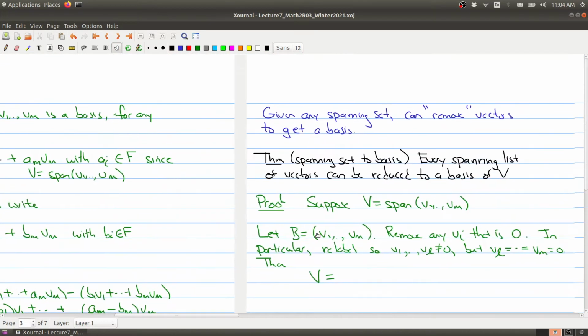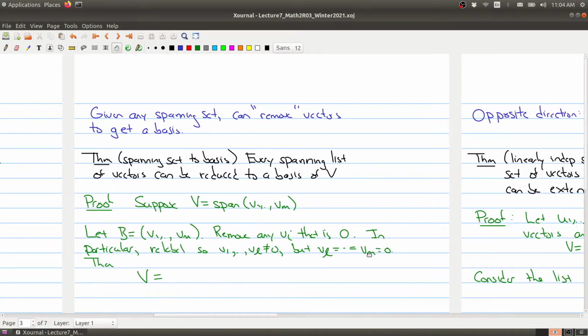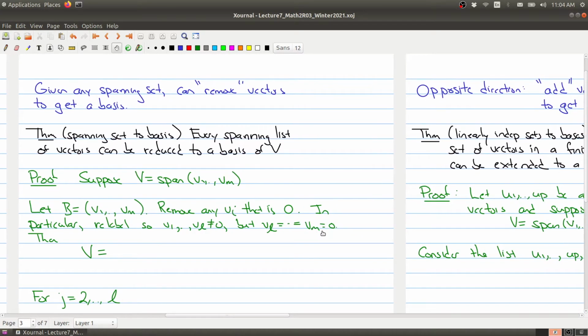Okay, so now we get to one of the two very important theorems that we're going to talk about in today's lecture. The first one says that if you start with a spanning set, you can keep removing vectors from your spanning set until you get a basis. I've called this theorem spanning set to basis. It says every spanning list of vectors can be reduced to a basis of V.